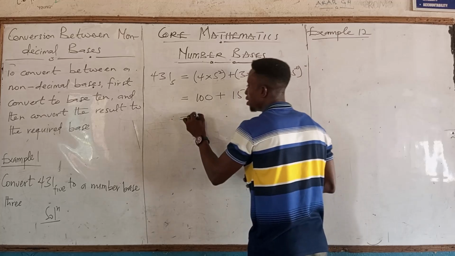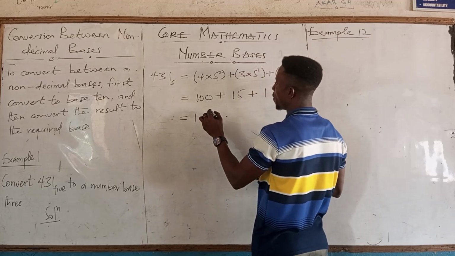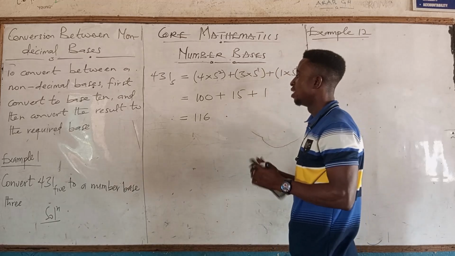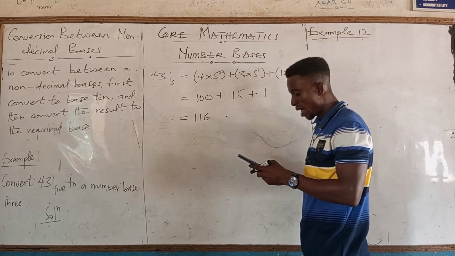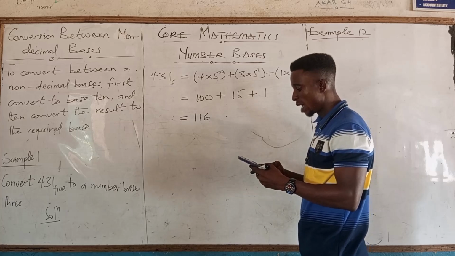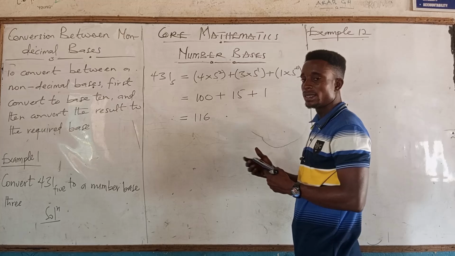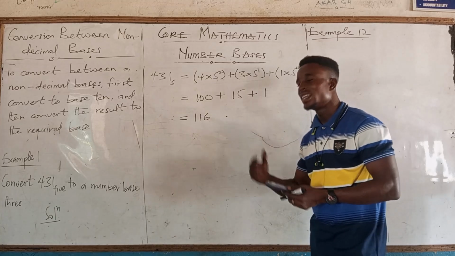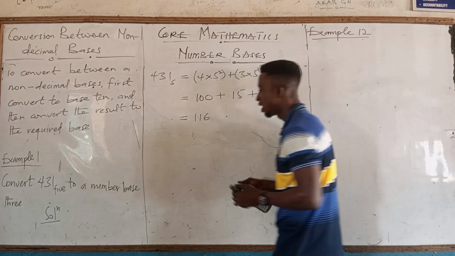And this one is getting me 116. That is 116. Put it on the calculator: 100 plus 15 plus 1. That is 116. So we don't say 116 because this one is in base 10, right? So I say 116 base 10.